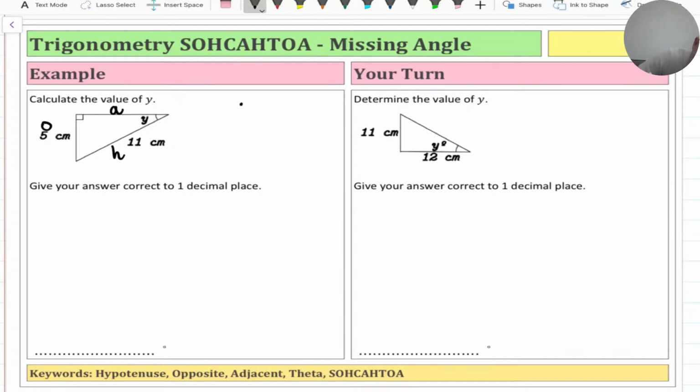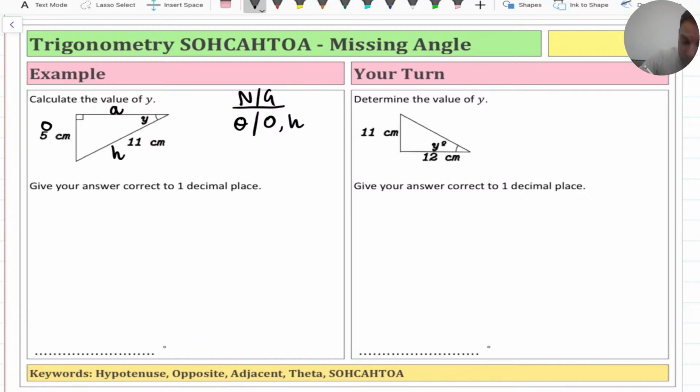The next thing I need to do is my need and got list. So I need, in this case, the angle. And I've got the 5, which is my opposite. And I've also got the H, which is 11.